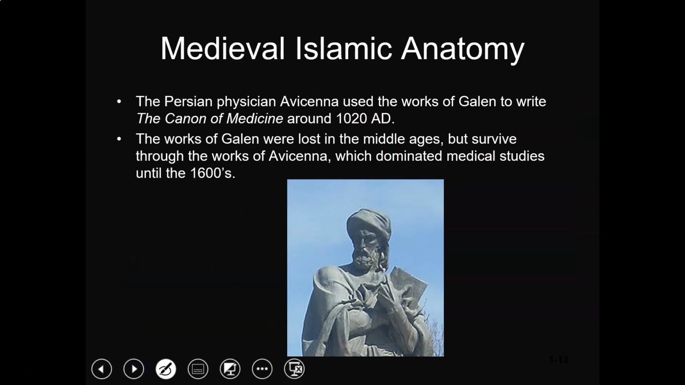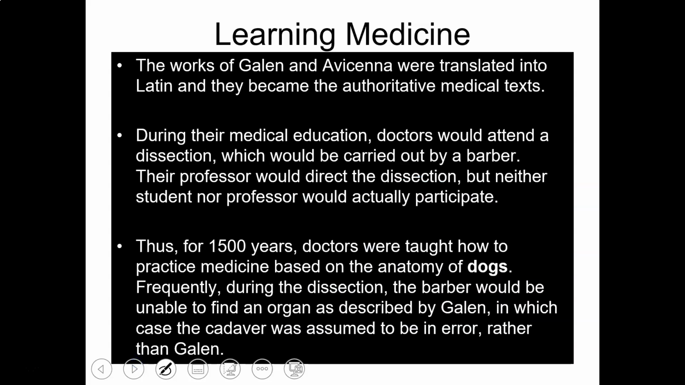Around 1020 AD, the Persian physician Avicenna used the works of Galen to write the Canon of Medicine, and the Canon of Medicine became sort of the medical textbook until the 1600s. Somewhere they lost the actual printed work of Galen, and the only way that we know it exists is its reference by Avicenna. These works translated in Latin, they were the medical text. So, one, to study this, you have to read Latin. That immediately creates something where very few people can learn this information.